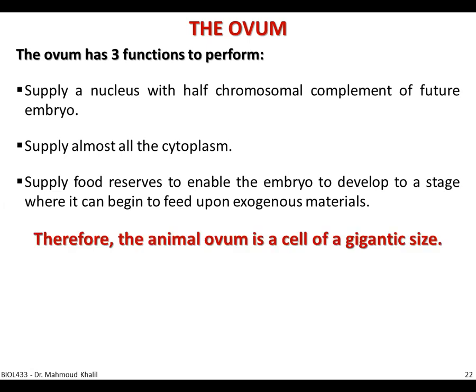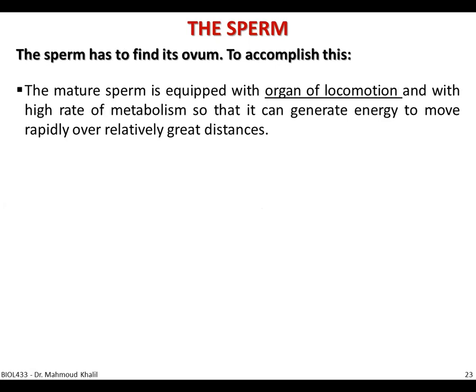Therefore, the animal ova is a cell of gigantic size, or a very big size, compared, of course, to the sperm. While the sperm has to find its ovum, to accomplish this, the mature sperm is equipped with an organ of locomotion, which is the flagellum, and with a high rate of metabolism, so that it can generate energy which is sufficient for the rapid movement of the sperm over a relatively great distance until reaching the ovum.